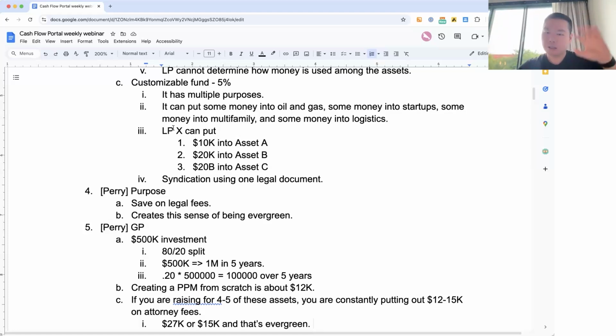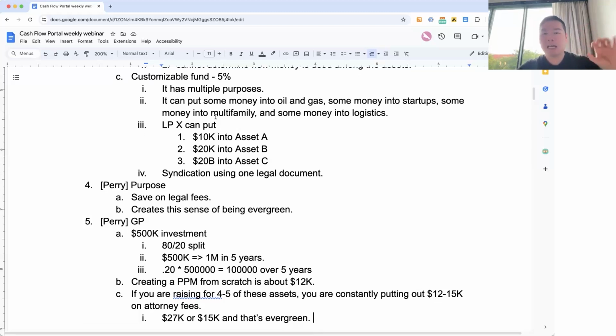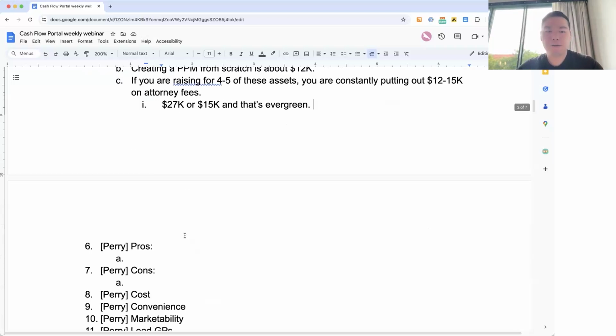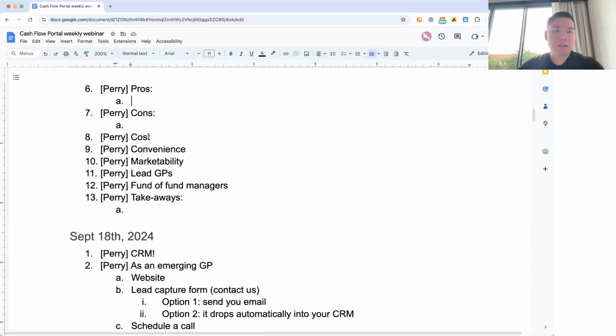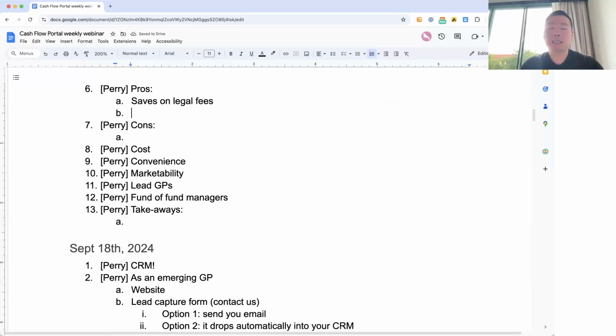But all of that stems from this economic incentive: how can someone that has many interests, and usually raises about 500K for each one of those investments, have an economic mechanism to save money on legal fees? So the pros are the following. The first pro is it saves on legal fees. The other pro is it gives the LP the choice on how much they want to invest, right?